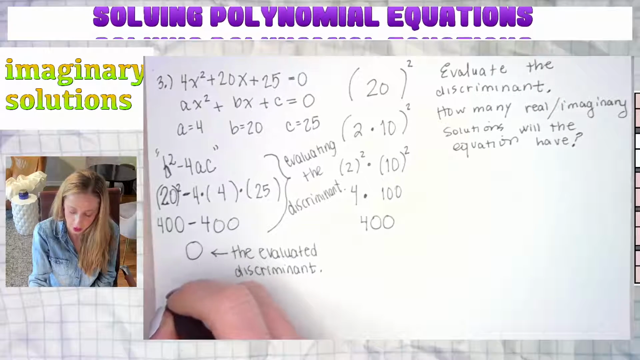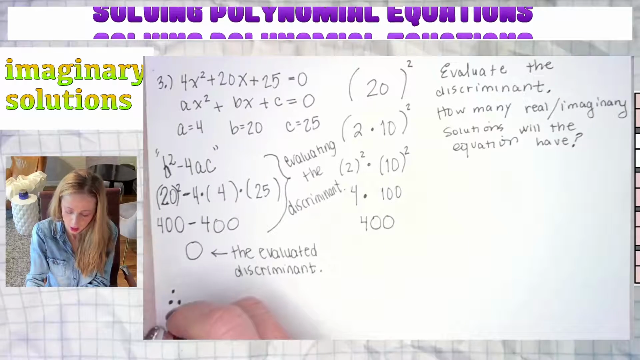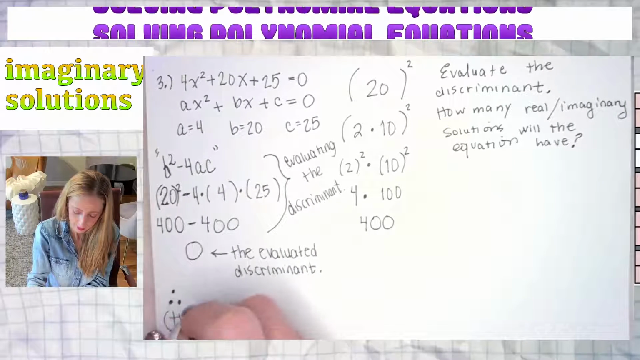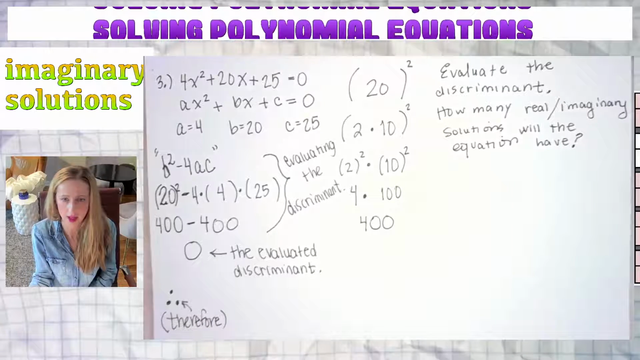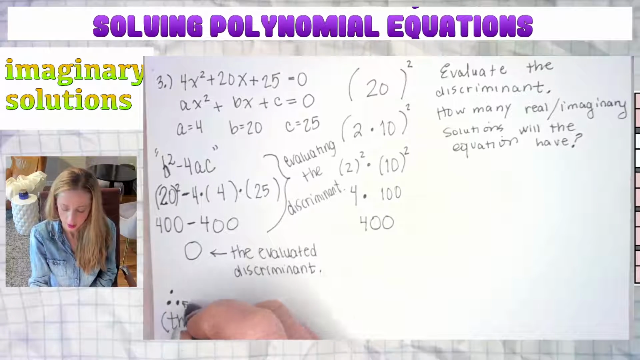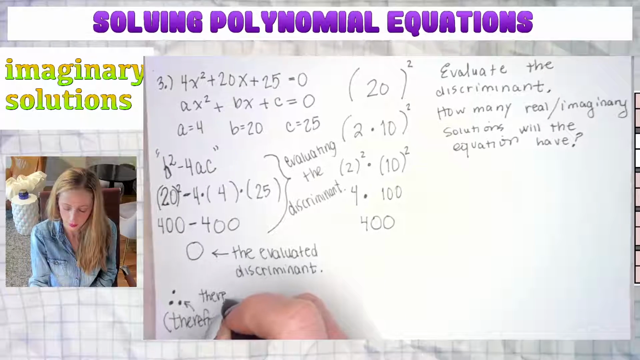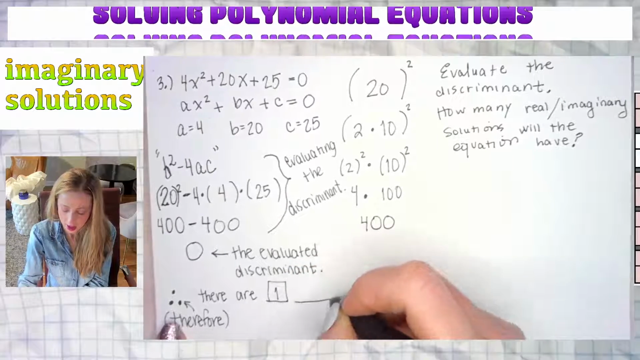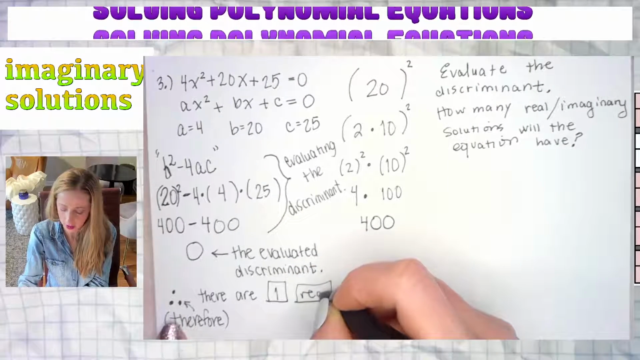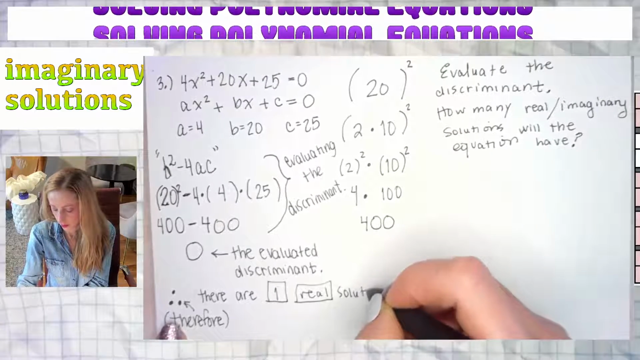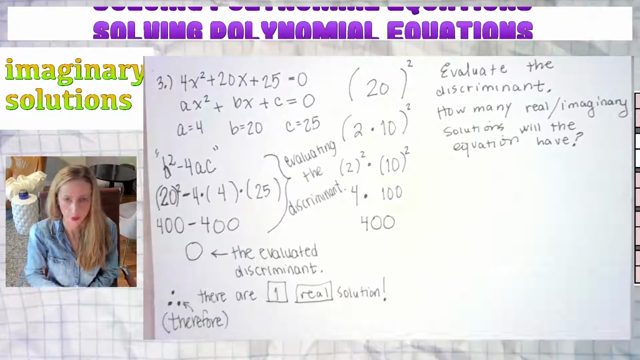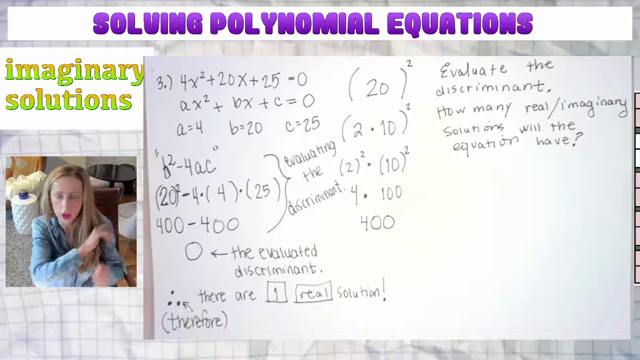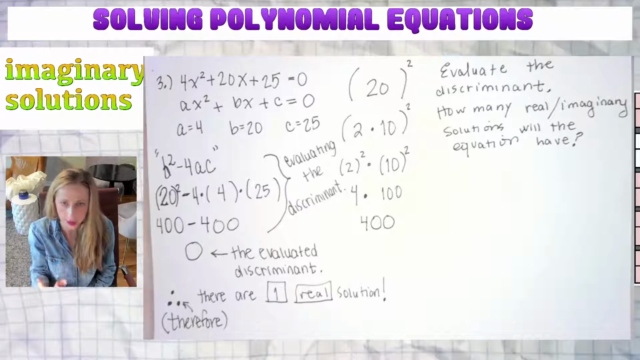I'm going to put 3 dots in a triangle, which means therefore. Therefore, there are, you're going to give me, one real solution. Good, 1 real solution. Boom. Amazing. Okay? So if you got that right, give yourself a high five. Go you. If you got it wrong, that's okay. You're going to get it right next time.